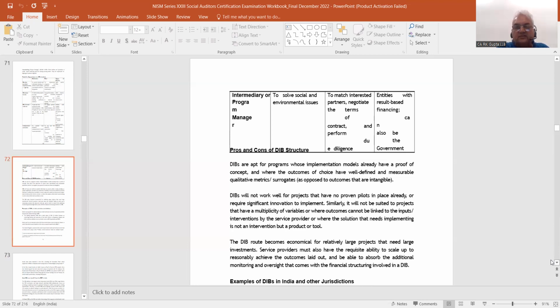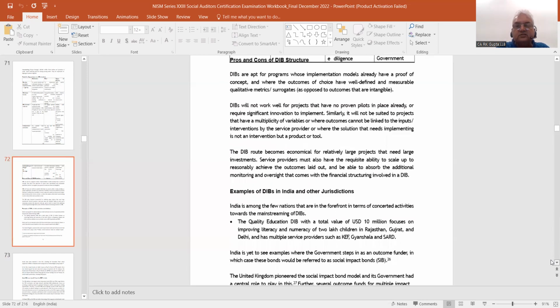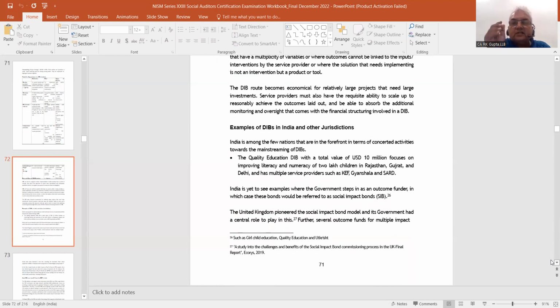Now let us see the examples of DIBs in India and other jurisdictions. India is among a few nations that are at the forefront in terms of concerted activities towards the mainstreaming of development impact bonds. Quality education DIB, with a total value of USD 10 million. It focuses on improving literacy and numeracy of 2 lakh children in Rajasthan, Gujarat, and Delhi, and has multiple service providers such as KEF, Gyanshala, and SARD.